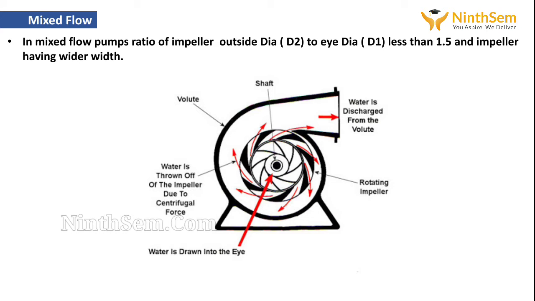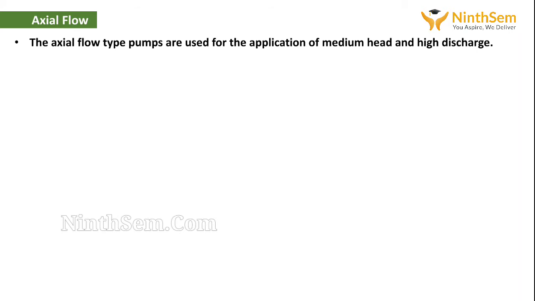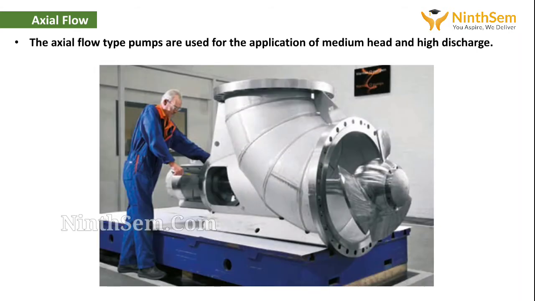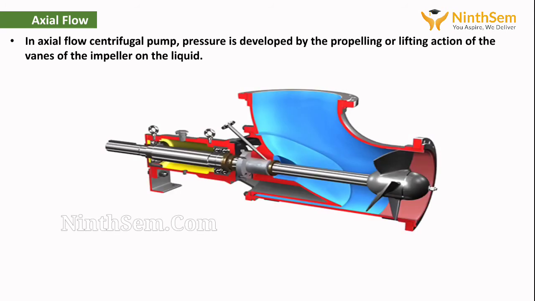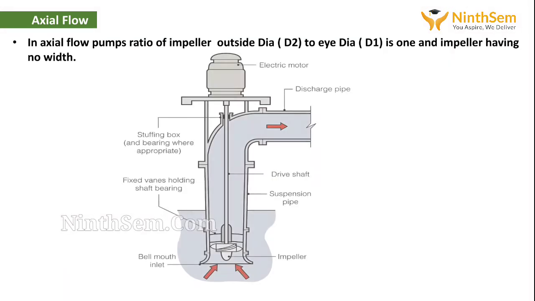Next, come to axial flow. The flow through the impeller is parallel to the shaft axis, with low head and very high discharge. Axial flow type pumps are used for applications of medium head and high discharge. In this centrifugal pump, the pressure is developed by the propelling or lifting action of the vanes of the impeller on the liquid. In axial flow pumps, the ratio of impeller outside diameter to eye diameter is 1 and the impeller has no width.